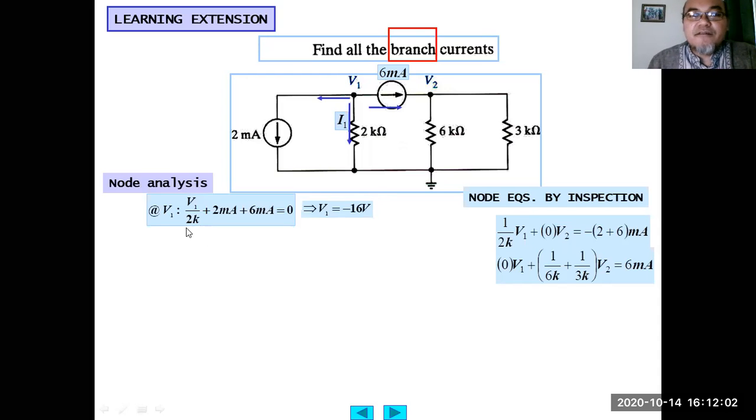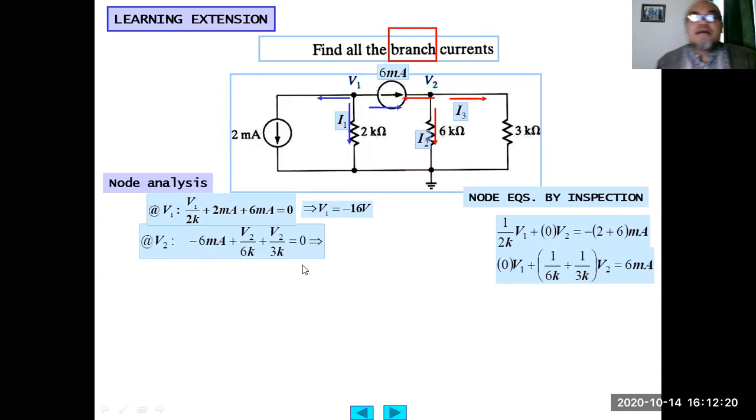So from the first equation, V1 divided by 2K equals negative 2 milliampere plus 6 milliampere, and then we obtain V1 equals minus 16 volt. Then for V2, V2 multiplied by (1 over 6K plus 1 over 3K) equals 6 milliampere, and we obtain V2 equals 12 volt.